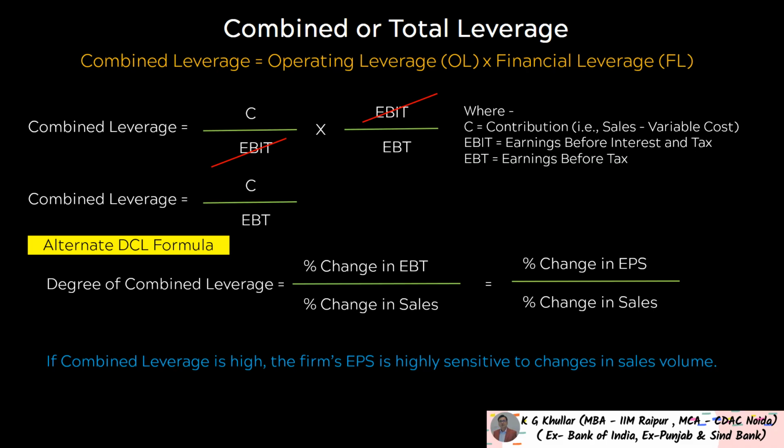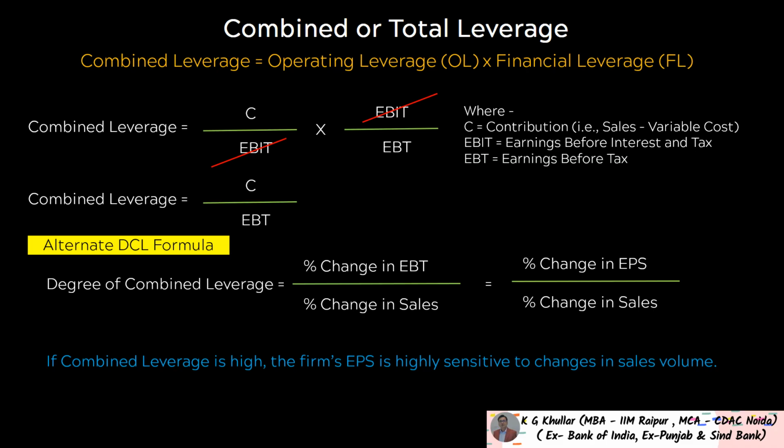So friends, if the combined leverage is high, the firm's EPS is highly sensitive to changes in sales volume. Now this can be very profitable in good times but very risky in downturns. So it's an important measure for risk assessment and financial planning.